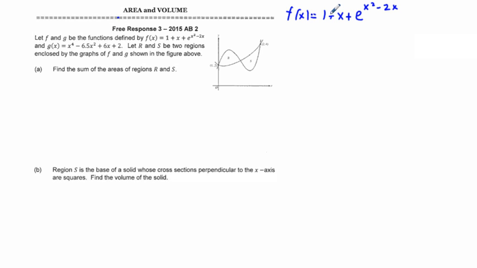Okay, so there we have f of x, and g of x is x to the 4th power minus 6.5 x squared plus 6x plus 2.